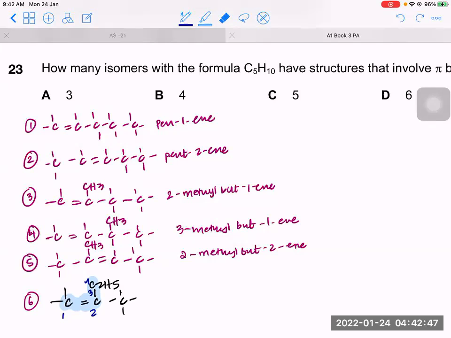Any other isomer that you think we can make from this? So this is not an isomer, we've already drawn it. So how many isomers did we get? 5. Is this clear? Do you all get it? Kids online, do you get it?